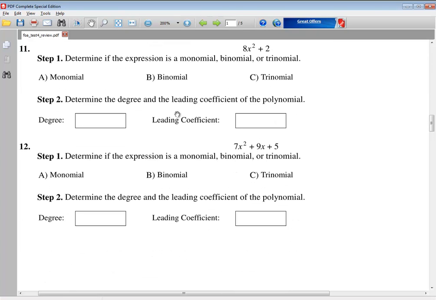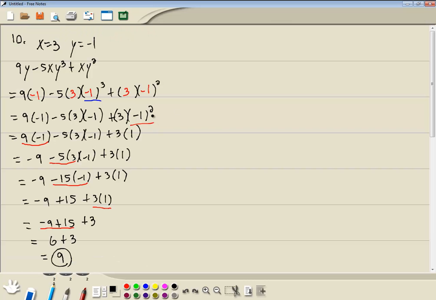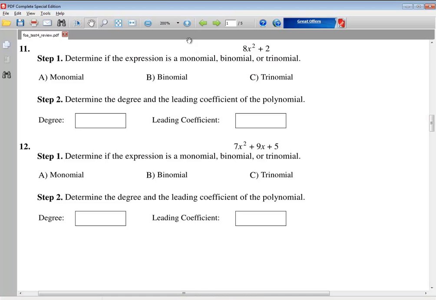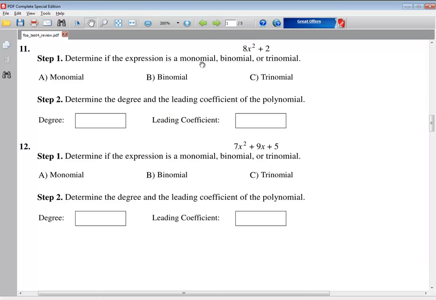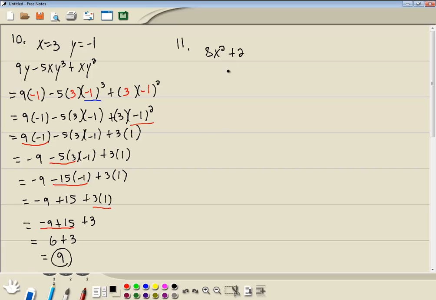Okay, let's look at number 11. We got 8x squared plus 2. And it says determine if the expression is a monomial, binomial, or trinomial. Well, it's got two terms. Remember, terms are separated by pluses and minuses. So it's got one term here and it's got one term here. So it's two terms, which means it's a binomial.